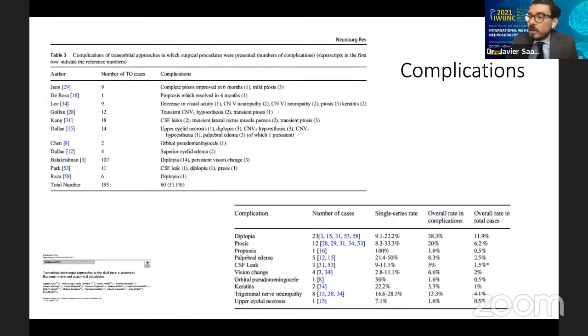Of course, there are complications. Interestingly, the complications are not severe. The most frequent complications are ptosis or proptosis and diplopia, which are in most cases transient, and CSF leaks are very, very infrequent, just 4%, because the content of the periorbita is a very good tissue to seal the defect that you create when you're doing the approach.